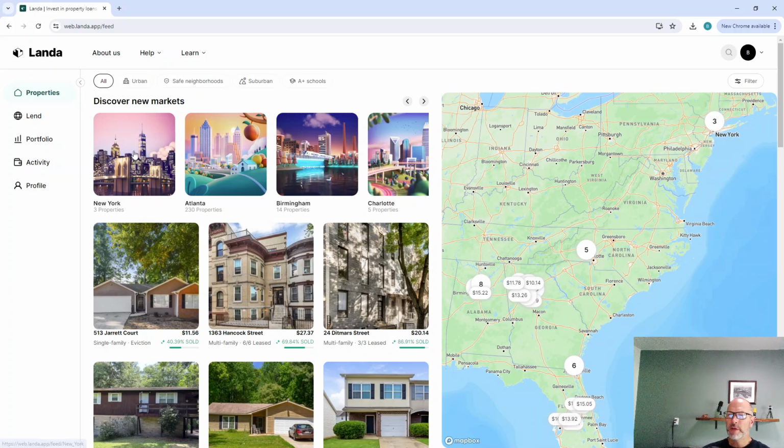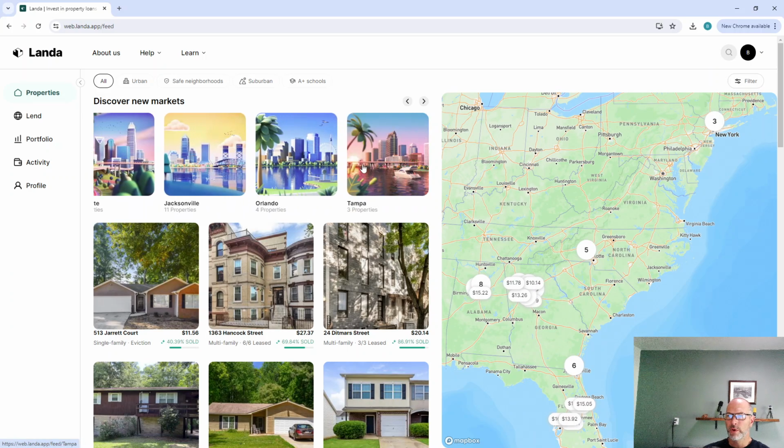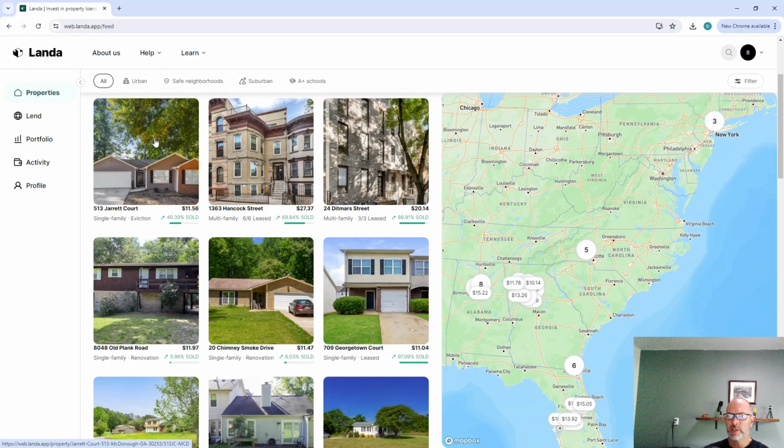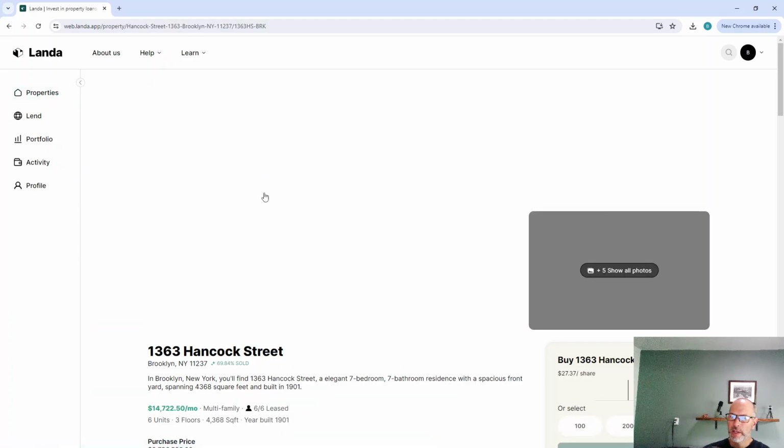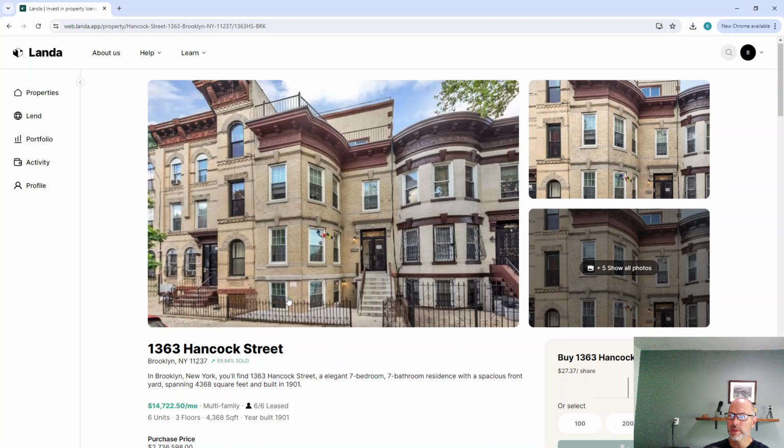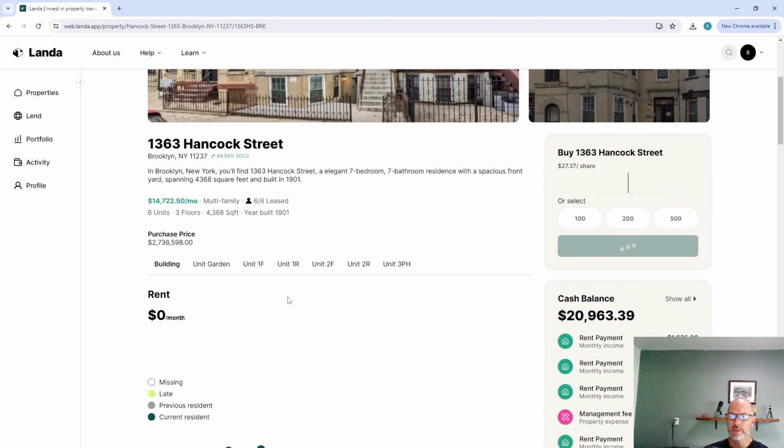So you can come down, you can see the different locations here by the markets. You can scroll across, you can see just that by markets. Then you can come down to the individual properties. You can come into the Hancock Street, which is a multifamily outside of New York. It'll tell you exactly where it is in Brooklyn, and you can come through and see all of the details.